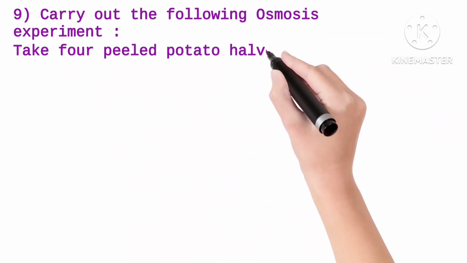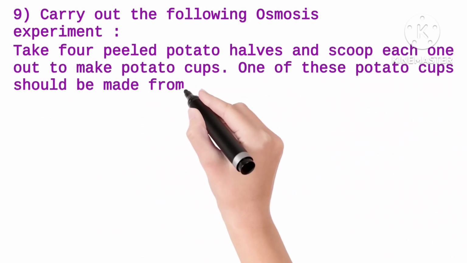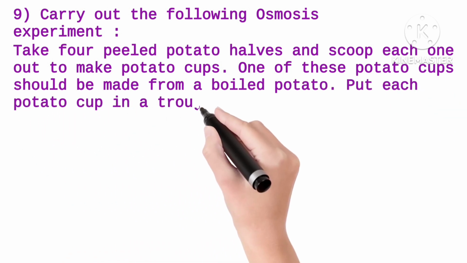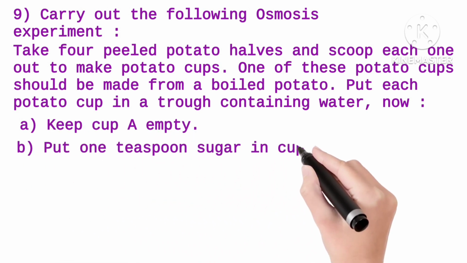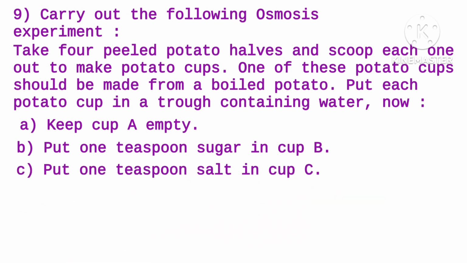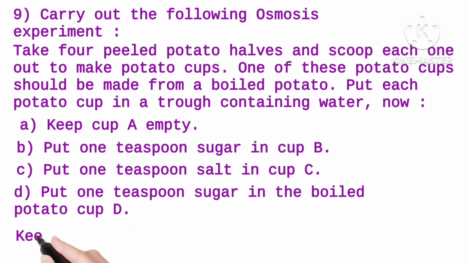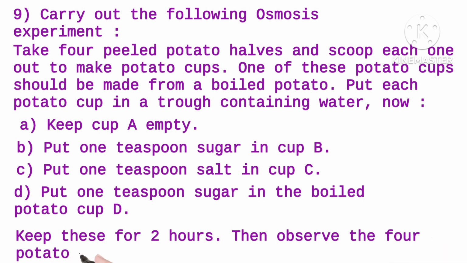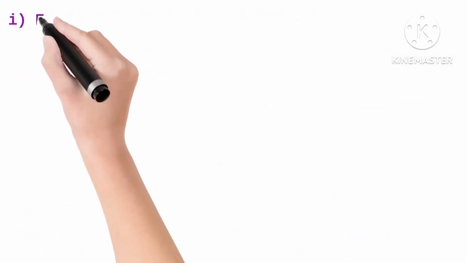Carry out the following osmosis experiment. Take 4 peeled potato halves and scoop each one out to make a potato cup. One of these potato cups should be made from the boiled potato. Put each potato cup in a trough containing water. Now, A: keep cup A empty. B: put 1 teaspoon of sugar in cup B. C: put 1 teaspoon of salt in cup C. D: put 1 teaspoon of sugar in the boiled potato cup D. Keep these for 2 hours and then observe the 4 potato cups and answer the following.